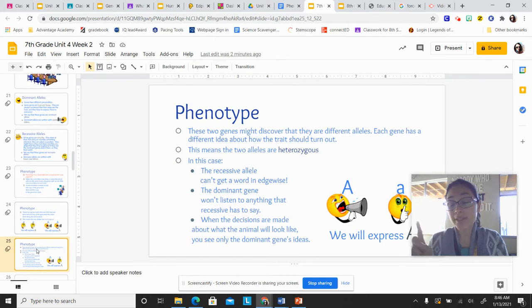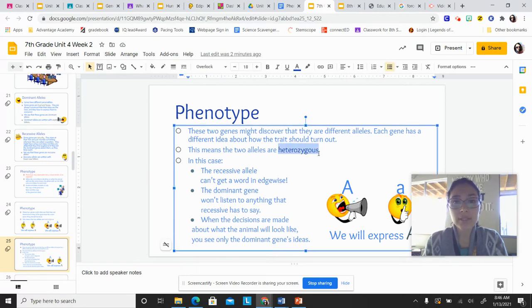Then there's that one type that you get that is going to be a mixture of the two, so a capital and a lowercase, and those are called heterozygous because hetero means different. And so remember that when you have a capital letter, that capital letter trait is going to be the one that's expressed.